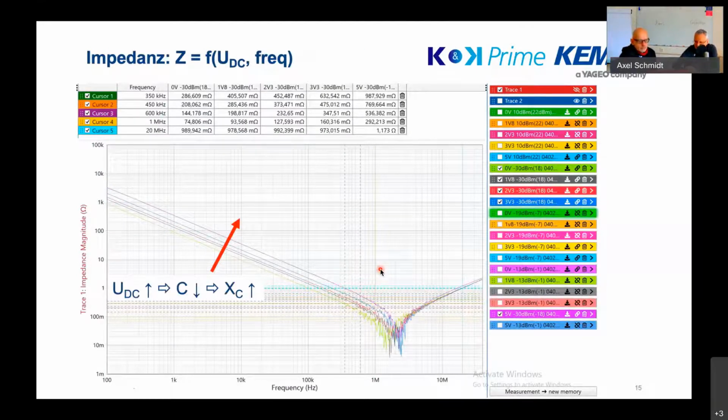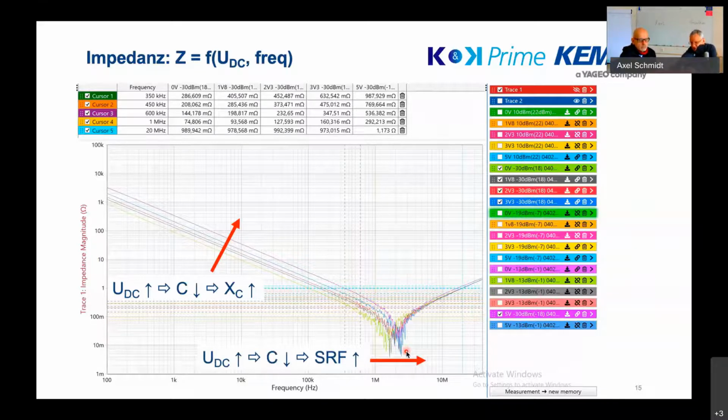And that was then the first results. When we started to apply a DC voltage on the capacitor, the capacitance drops. That means the impedance of that capacitor increases. And you can see that here, with increasing the voltage, there is also the capacity going down and the impedance going up. Another thing is also that the self-resonance frequency you see here is moving up in the frequency as well.